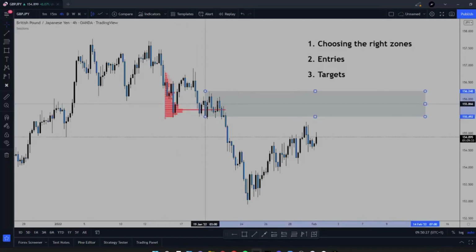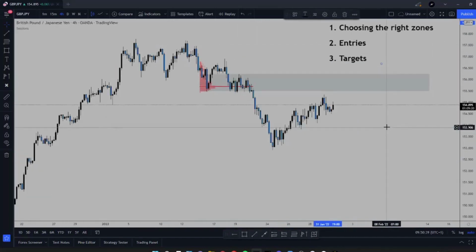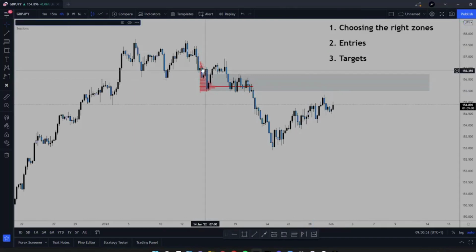And if you're watching this video and price is not here yet, probably will be, this is an interesting level to trade, right? So this would be our level of interest once price comes back to the zone. And this would be a way of using this tool for choosing the right zones. Okay, and we'll go to number 2, which is entries.